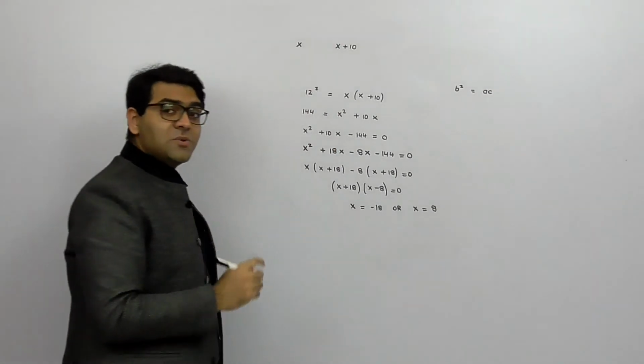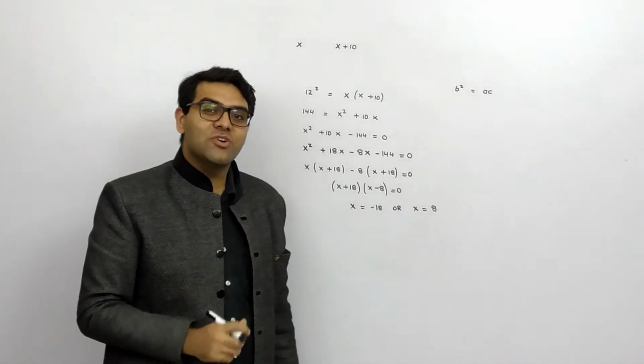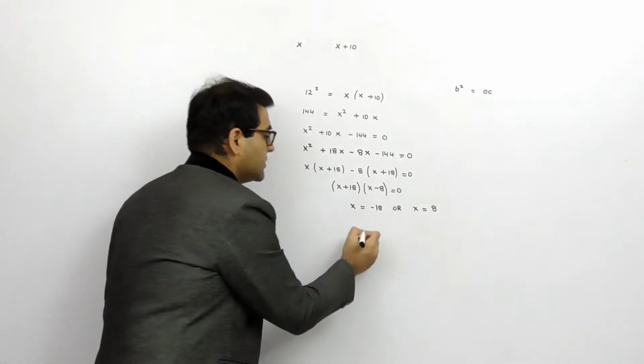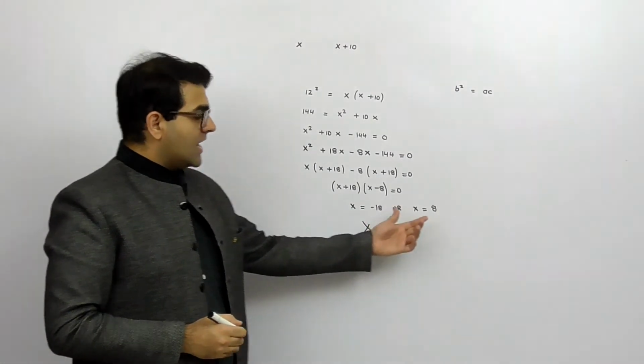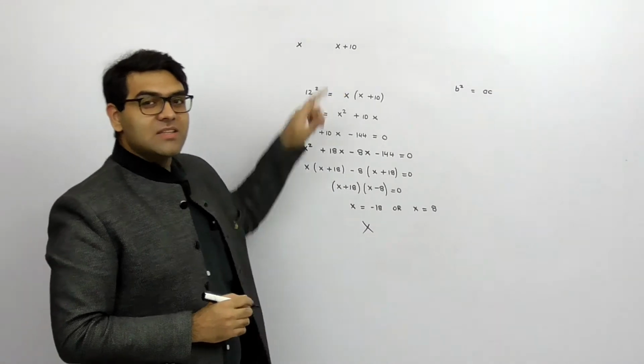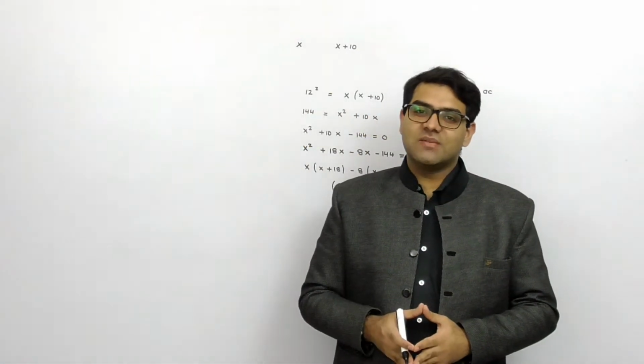Now my question here is, can x be minus 18? Of course not. My question directly says that the two numbers are positive numbers. So I nullify this case. I take the value of x as 8. Now, if one of the terms is 8, the other has to be 18. I assume this was an easy example. Let us move on to the next example now.